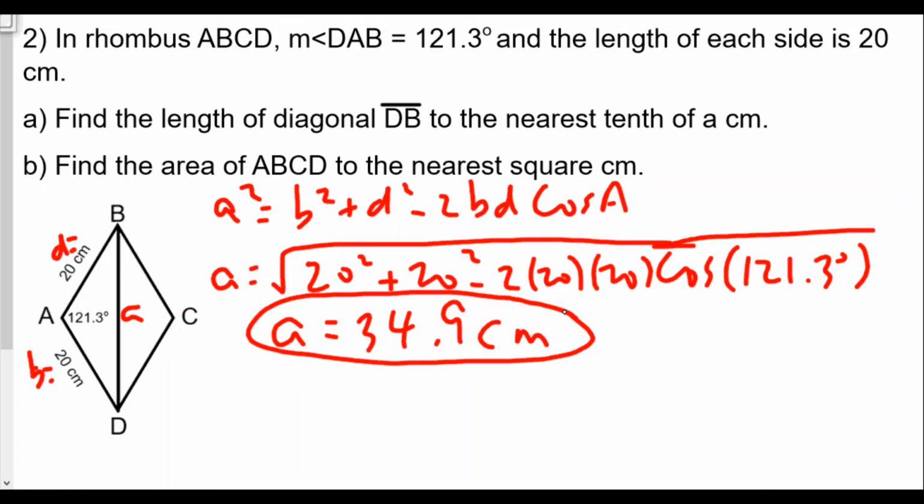Okay, so that's the first part. Hopefully not so bad. Now for the second part, we want to find the area of the whole rhombus ABCD. So normally we would use K, which is the area, is one half BD sine of A. But that would only cover this much.